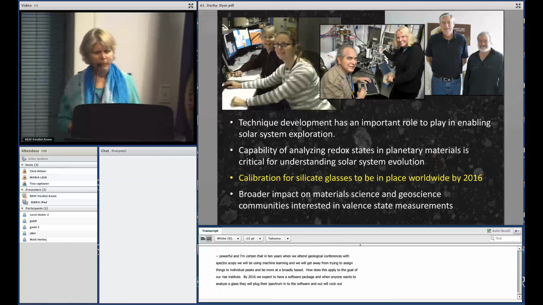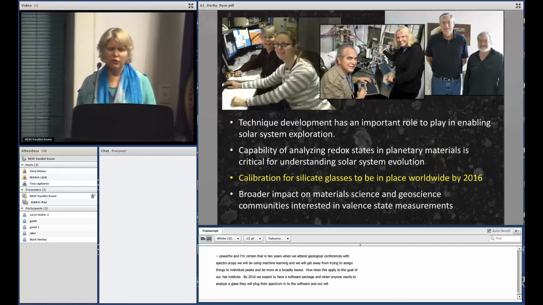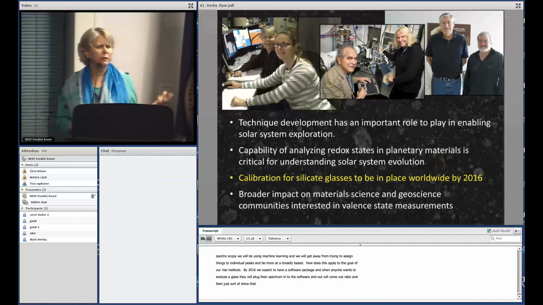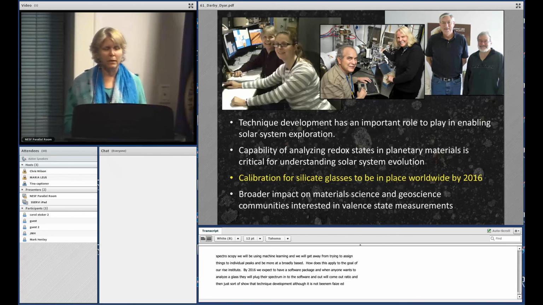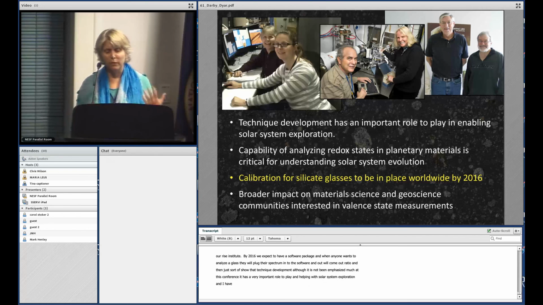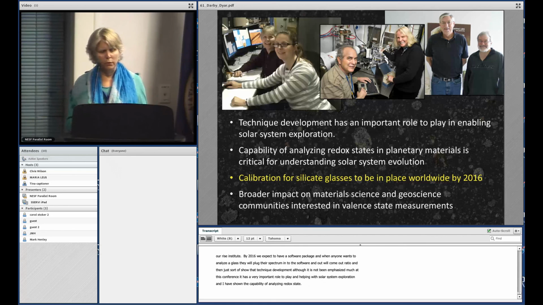So tremendously powerful. And then just to show that technique development, although it's not been emphasized much at this conference, has a very important role to play in enabling and helping with solar system exploration. And of course, as I've shown you, the capability of analyzing redox state is really important for us in terms of understanding the solar system. We're creating this calibration for glasses, and then we'll move on to doing individual minerals.